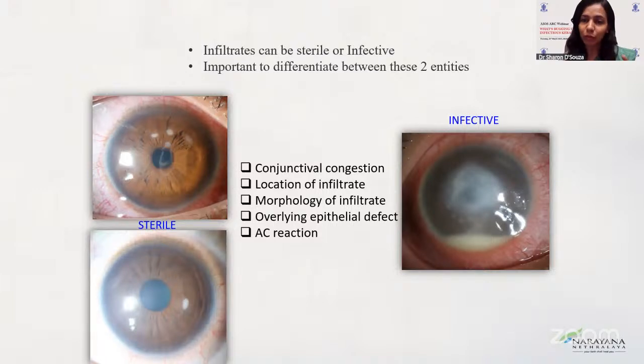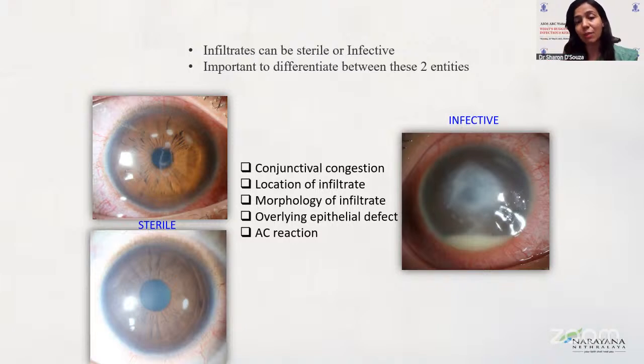Before we move forward, we know that infiltrates in these cases specifically can be both sterile or infective. It is very, very important to try and differentiate between these two entities because our management would be poles apart. The points which help us differentiate between the two: the amount of congestion. Of course, these are not hard and fast rules, but they are clues to help us diagnose. The amount of congestion may be more in an infective. The location of the infiltrate, which is very often mid-peripheral or towards the periphery, could be a sterile one.